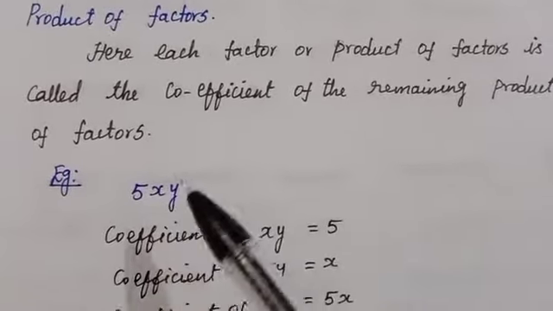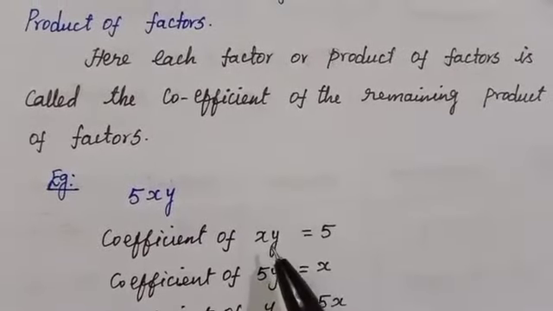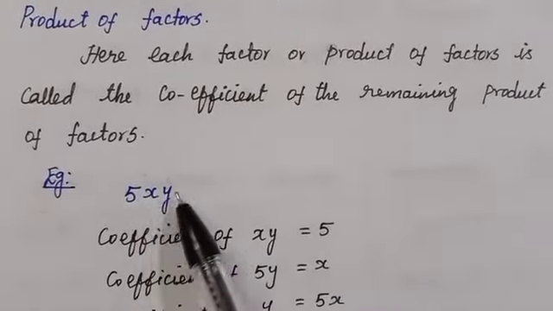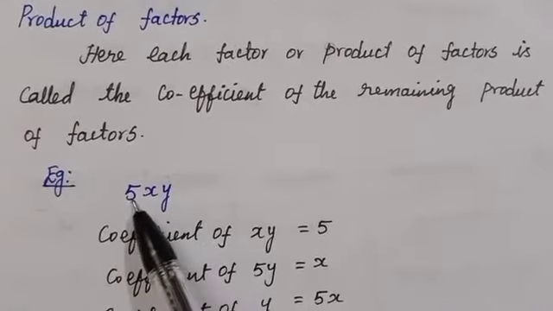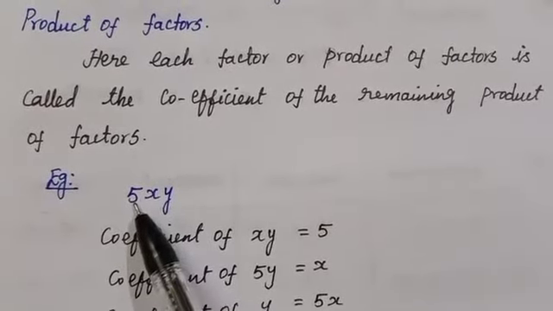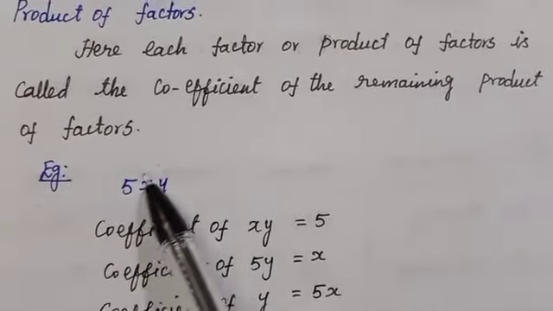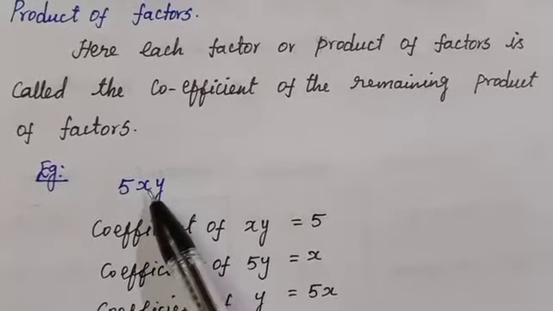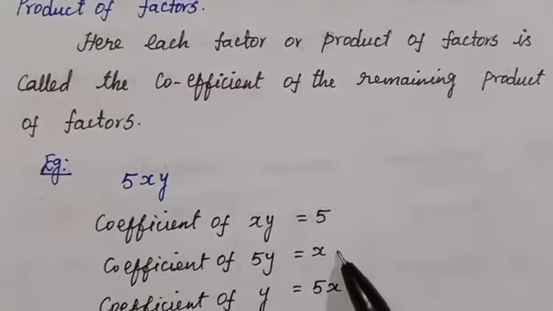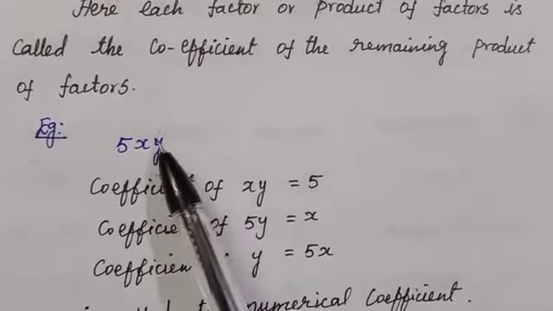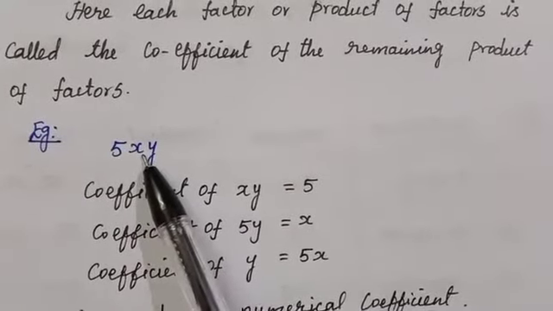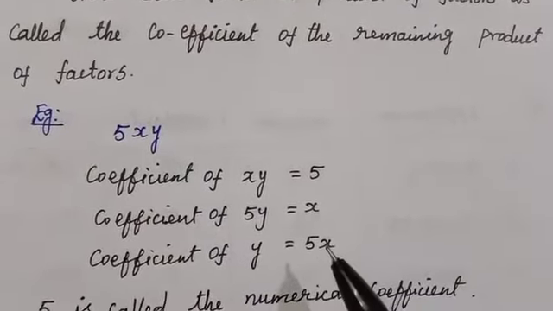Now the coefficient of xy. For the coefficient of xy, xy is there and the remaining is 5, so the coefficient is 5. The coefficient of 5y is x, which is remaining. The coefficient of y is 5x, which is what you have except this y.